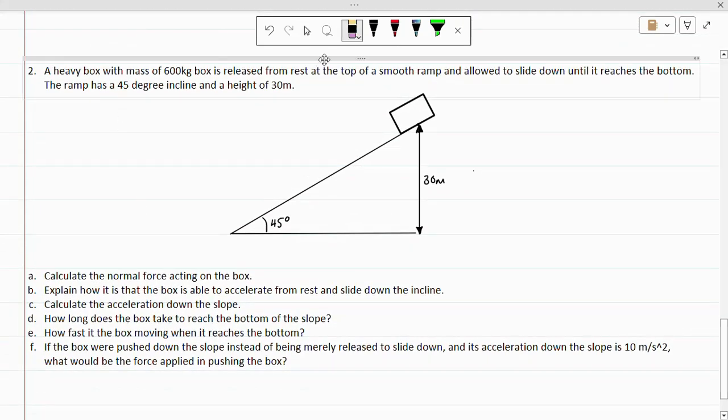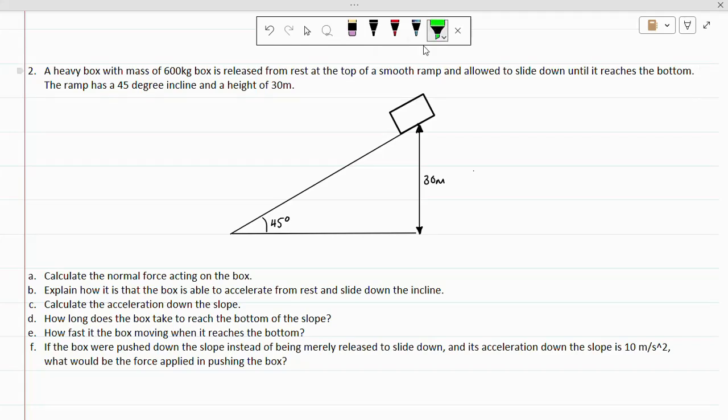Example 2, right, says a heavy box with a mass of 600 kgs is released from rest at the top of a smooth ramp. So it goes from here and is allowed to slide down. Actually, let's just mark. We have the mass. Once you have the mass, it means you've got the weight.